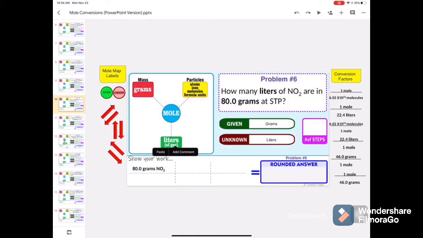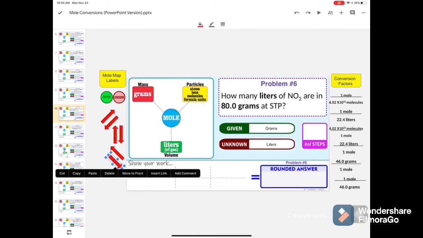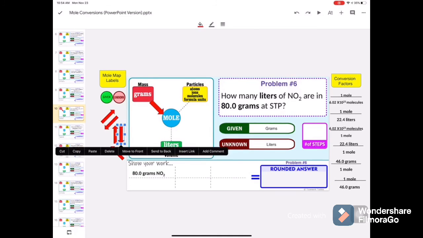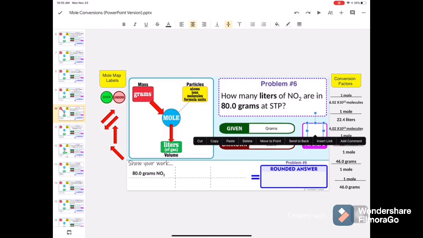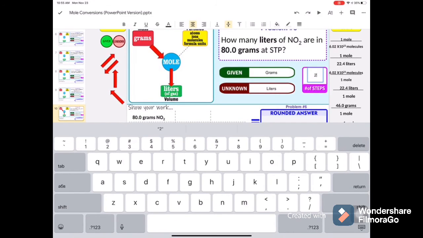I have to go through the mole. So first, I'm having the hardest time on this little pin. Bing! That is my journey. Done and done. So I have to first go grams to moles, then convert moles to liters. So this is a two-step necessity. Remember when I said if you don't see moles in a problem, it's two steps? Here you go. So I just charted out the fact that this is going to be a two-step problem.